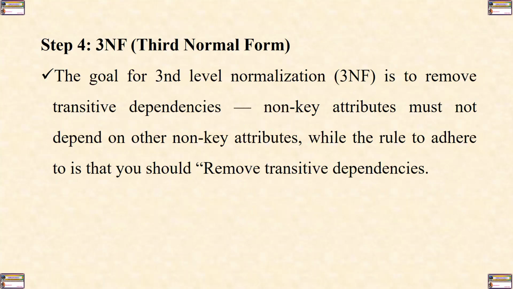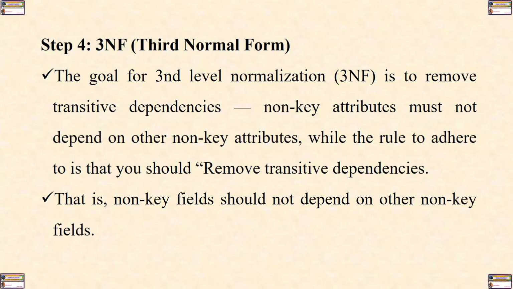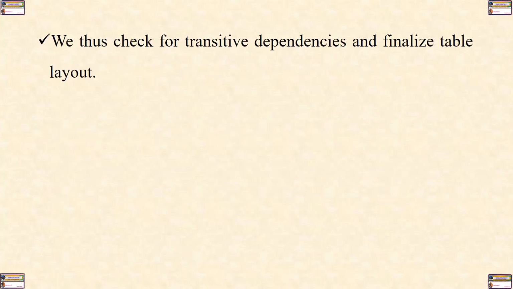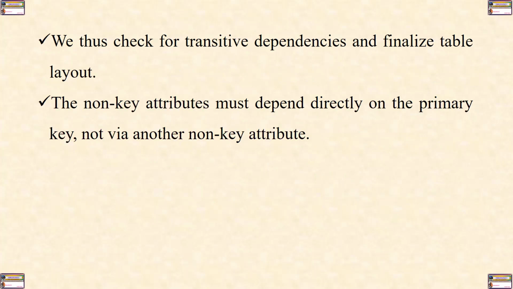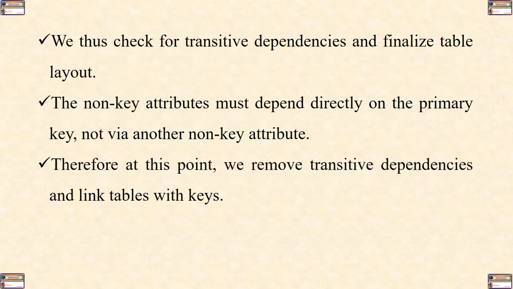The goal for that normalization level is to remove transitive dependencies. That is, non-key attributes that are there must not depend on any other non-key attributes. Well, the rule to adhere to is remove transitive dependencies. That's what we do in that normal form level. That is, non-key fields should not depend on other non-key fields. We thus check for transitive dependencies and finalize the table layout. The non-key attributes must depend directly on the primary key, not on another non-key attribute.